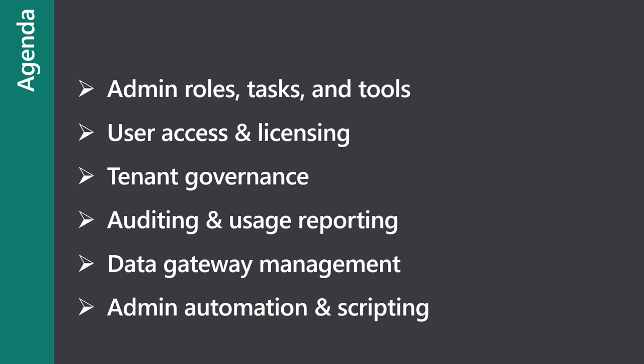But yeah, we're going to go through a bunch of stuff. So we got admin stuff, we got licensing. Everyone's favorite topic is licensing, so we'll talk a little bit about that. Some governance items. Everyone's other favorite thing, auditing, which most people don't get access to because they're Office 365 admins, and they don't want to give it to them. A little bit about gateways, and then tie it up with some automation, if we have time.